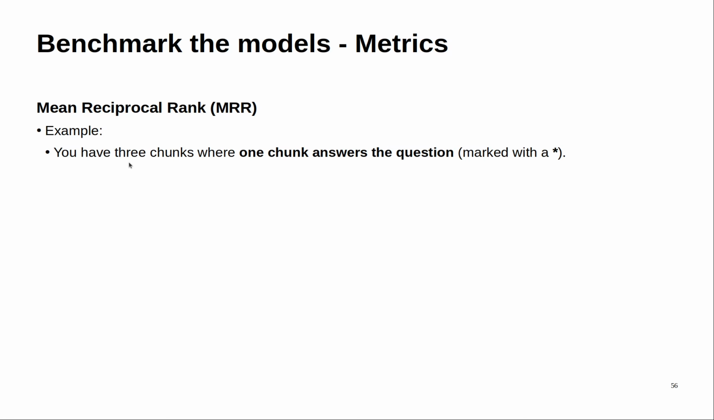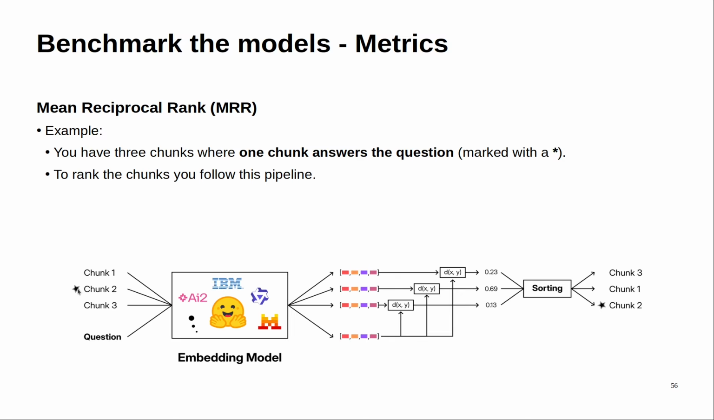Consider that you have 3 text chunks where one of them answers the question, and that chunk is marked by this star. Here I have 3 chunks and a question, and chunk 2 answers the question. The first step, so follow this pipeline with me: you take all of these, give them to the embedding model, and as the output, you will get 4 dense vectors.